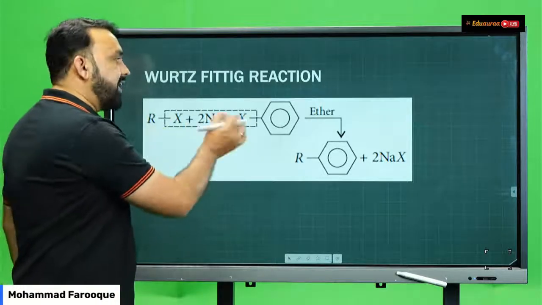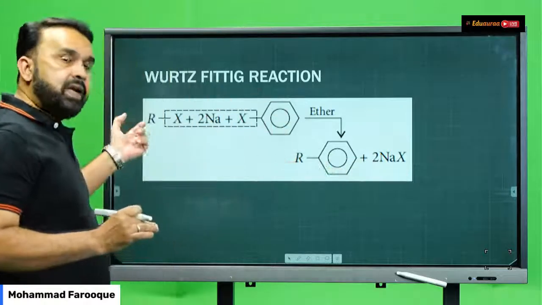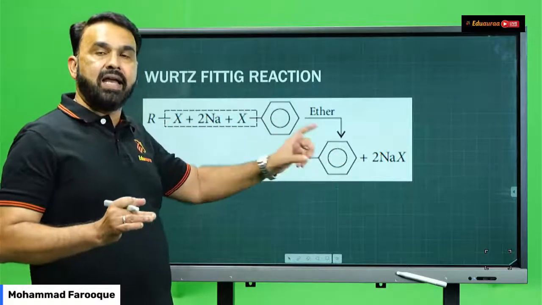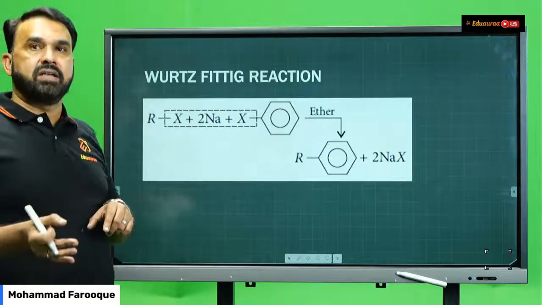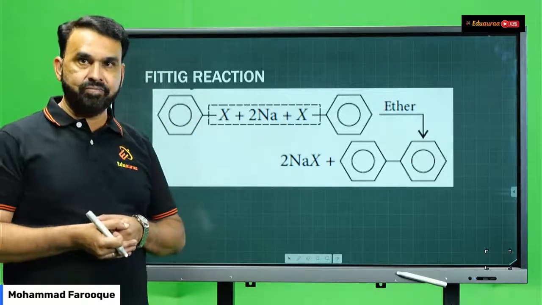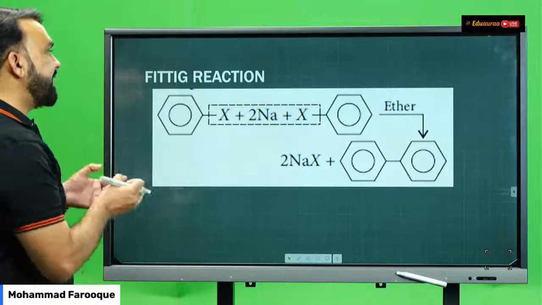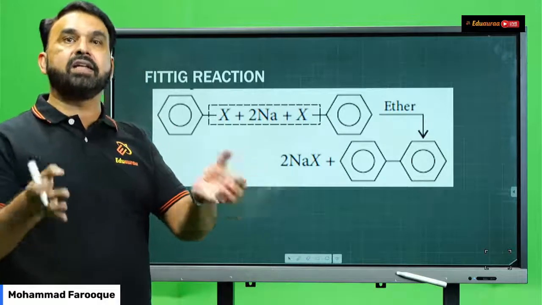Again, two sodiums are taking two halogens and forming twice NaX. The R group gets attached to the benzene ring. You'll get alkyl benzene, right? This is your Wurtz-Fittig reaction. Remember the names. All name reactions are important. Then you have only the Fittig reaction. Wurtz reaction, Wurtz-Fittig reaction, and Fittig reaction.